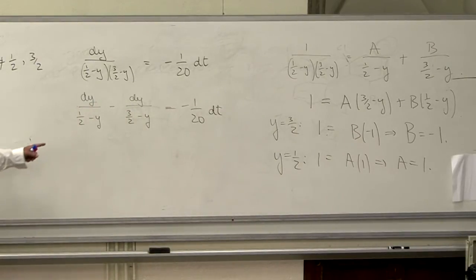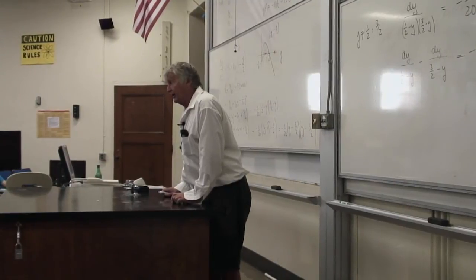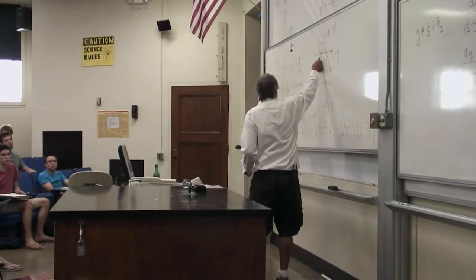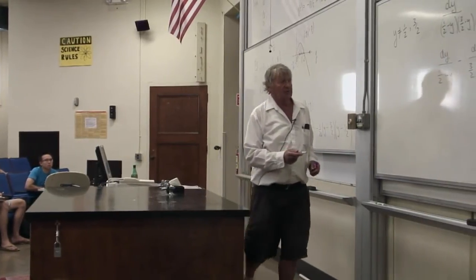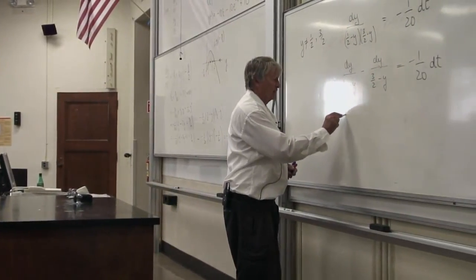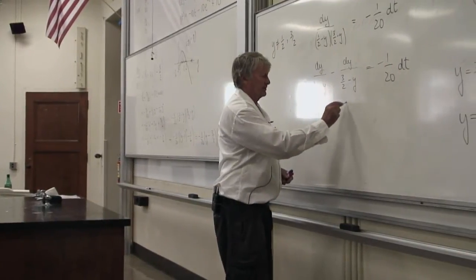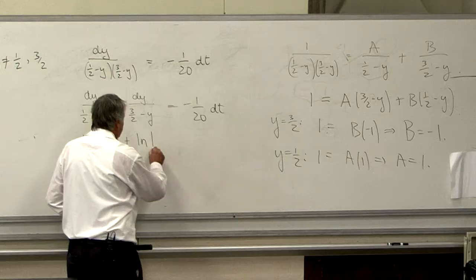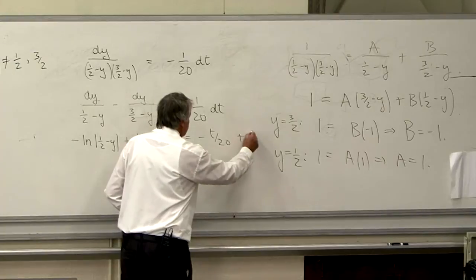Integrate. Integrating this will give me log, with absolute value bars, of a half minus y. We have to put the absolute value because we know from our picture that y is going to be greater than a half, so we've got to make sure we have the absolute value. So this will be minus log |a half minus y|. Because of the minus and the minus, this is plus log |3/2 minus y|. This is minus t over 20 plus c.